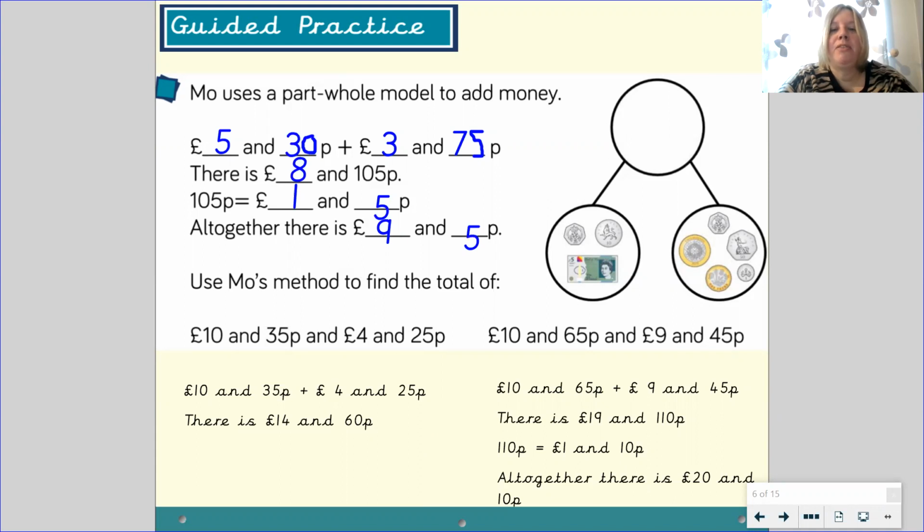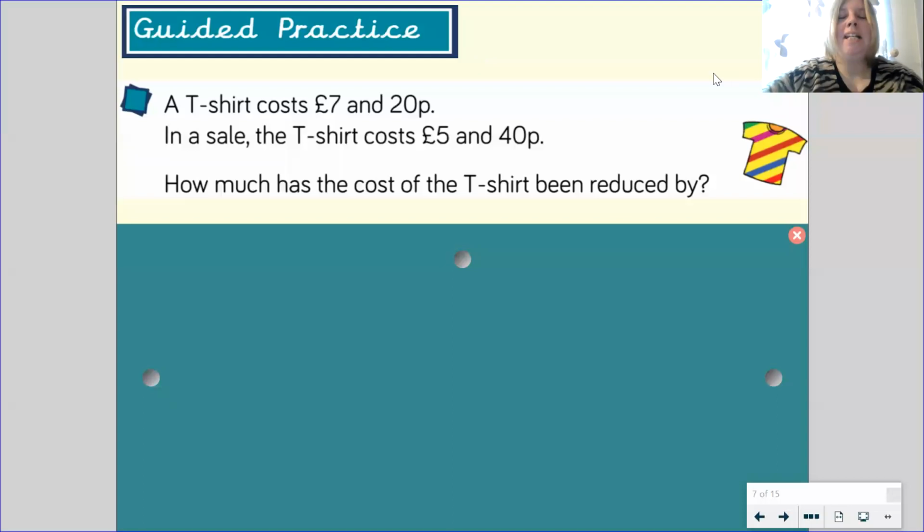How did you get on with following those steps? Were you able to find the correct answer? So let's have a look at this problem. A t-shirt costs £7 and 20p. In the sale, the t-shirt costs £5 and 40p. How much has the cost of the t-shirt been reduced by?